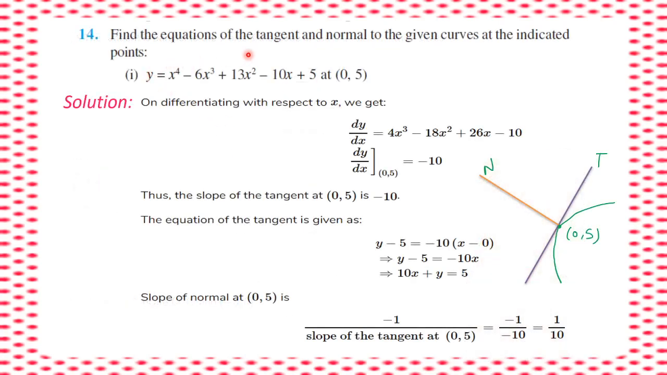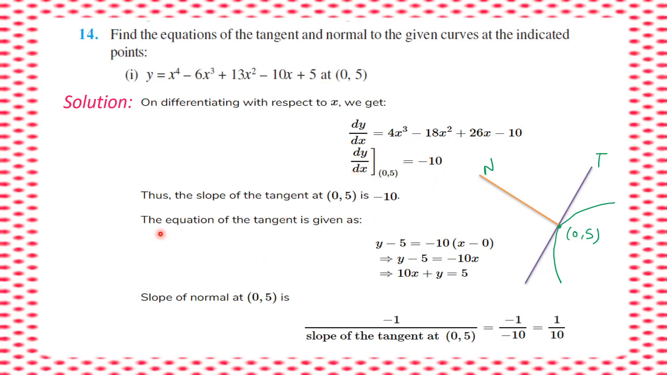14th question: find the equations of the tangent and normal to the given curves at the indicated points. Let's take the first part. The given curve is this. First of all, find the derivative, right? So we have calculated the derivative. Now, the slope of this tangent at (0, 5) is minus 10. If we put the value of x as 0, what are we getting as the slope? We are getting the slope as minus 10 because all these three terms have x. This is the only term which is independent of x. So after putting the value of x as 0, we are getting dy by dx as minus 10.